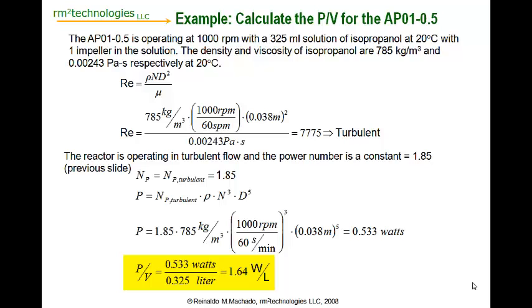We know that we have one impeller in solution. We put the data in. We know that the turbulent power number is 1.85, and following the calculation, we can find that the power input was 1.64 watts per liter. This can now be used as an important parameter as we begin to evaluate the performance of our lab process and compare it to the mixing capabilities of the larger scale equipment.